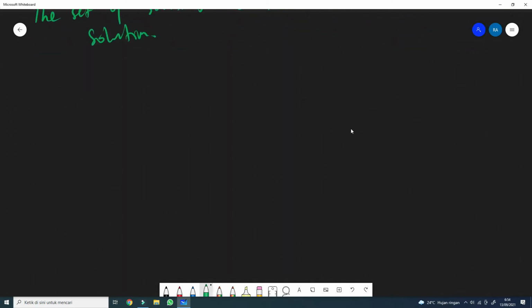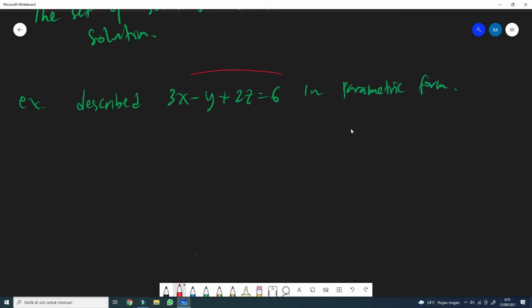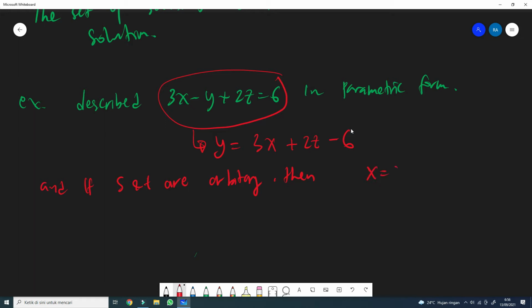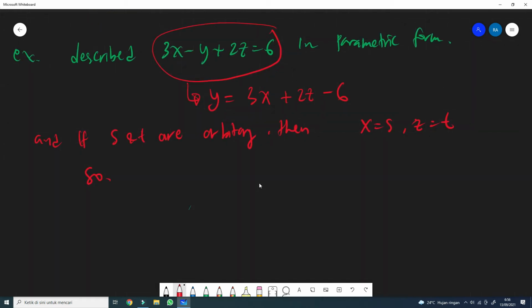Another example, describe 3x - y + 2z = 6 in parametric form. So if we want to get y from this equation, we will get like this. Am I right? And if s and t are arbitrary, then x now equals s and z equals t. So our solution becomes x = s, y = 3s + 2t - 6, where s and t are arbitrary and z = t.